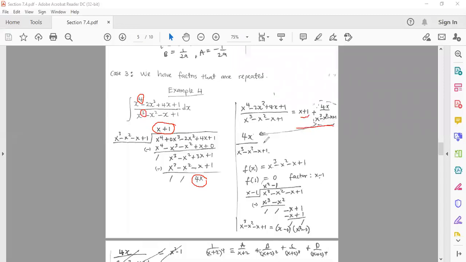But notice this piece here didn't get any simpler, because you have 4x over x cubed minus x squared minus x plus 1. Before you expand this into partial fractions, you need to be able to factorize this bottom piece. So how do we factorize a cubic function? If you remember what they taught you in high school, you start by looking for one factor. Once you know one factor, you can use long division to get the other factors. You see, we're using long division twice in this question.